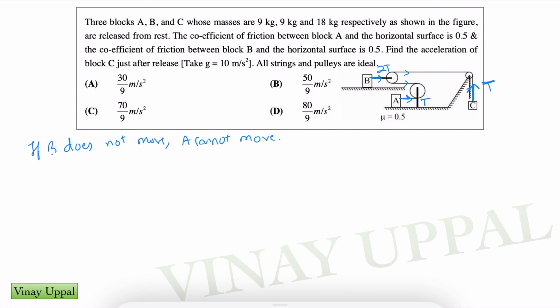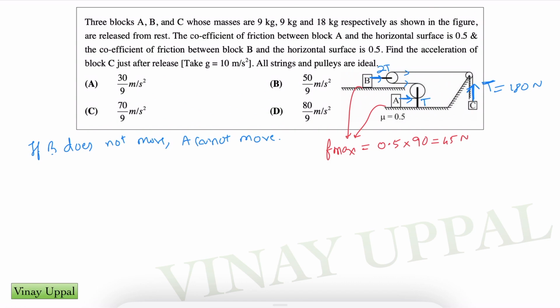So let's quickly check if this is possible. If both are not moving, then C will obviously not move by string constraint. So the tension on C will be equal to its weight, which is 180 newtons. So is 2T lesser than the maximum friction? What is the maximum friction at B? The maximum friction at A and B are equal to mu mg, 0.5 into 90, which is 45 newtons. So obviously this is not the case because 2T is greater than 45. T itself is greater than 45.